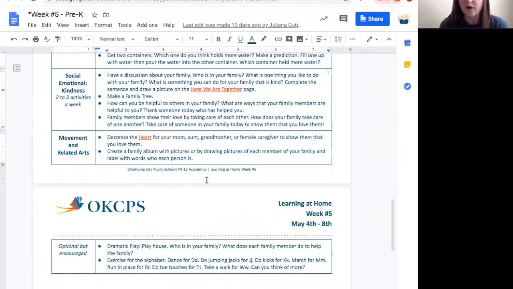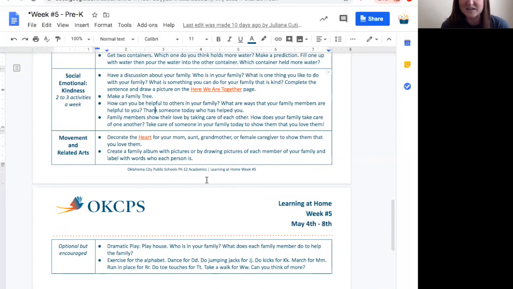And then also, how can we be helpful to our family members? What are things that we can do to show our family members that we care and have love for them? In the movement-related arts section, we did include a little art project for the women in our life to celebrate Mother's Day. So decorate a heart for your mom, aunt, grandmother, or female caregiver to show that you love them. We only included one heart in the packet, but you can replicate this activity multiple times if you have some paper, construction paper in the home.